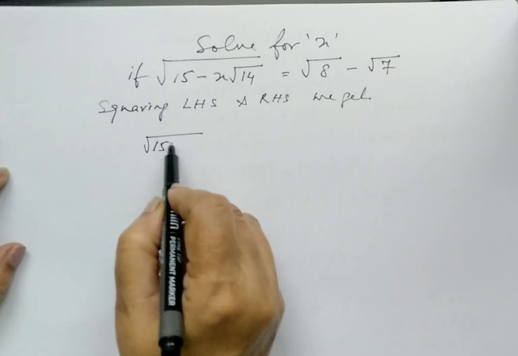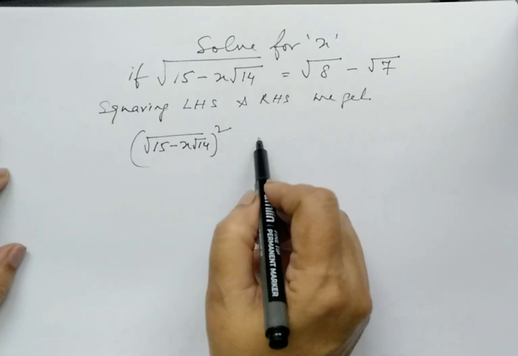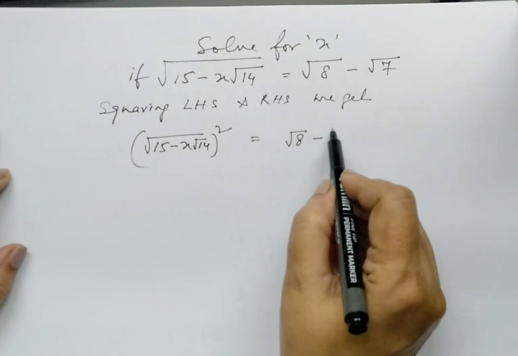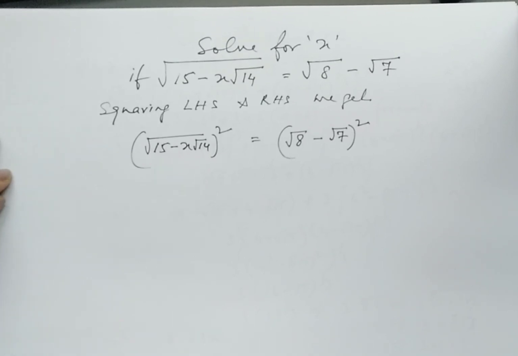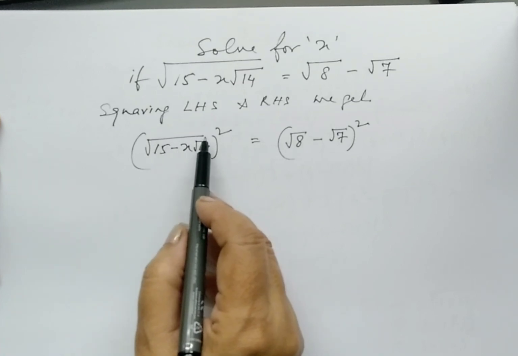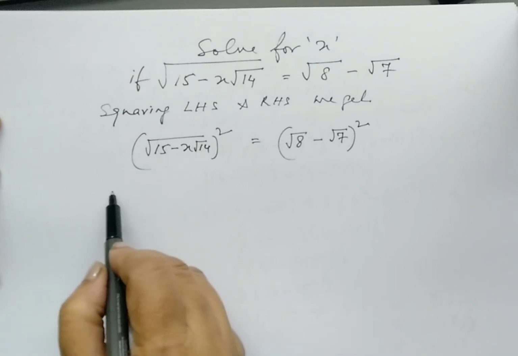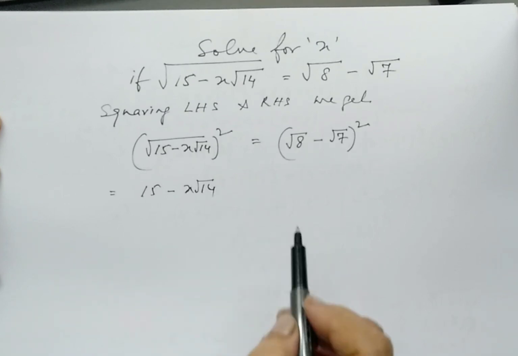So 15 minus x root 14 is to be squared, and there we have root 8 minus root 7, and the whole square, correct? So far so good. Now what will be left here? Since we have a square root over the entire thing, this gets cancelled with that. Therefore, we'll be left with 15 minus x root 14.